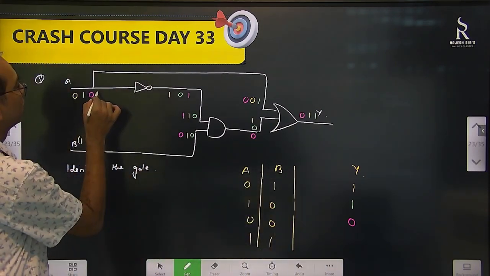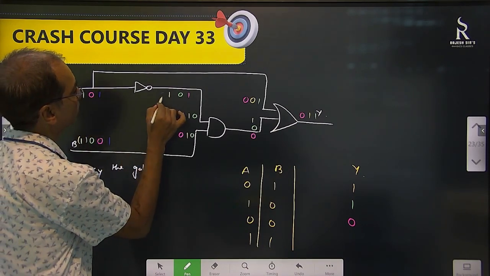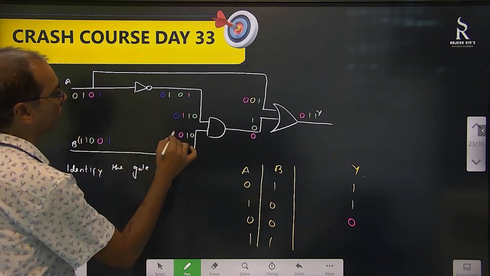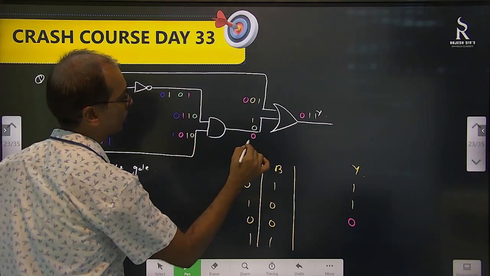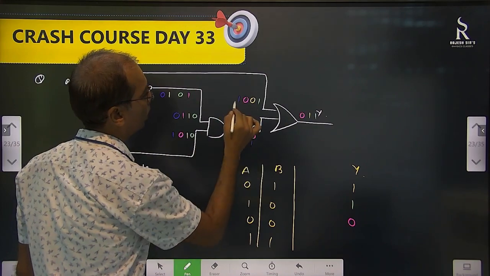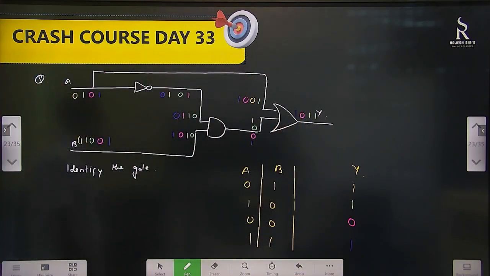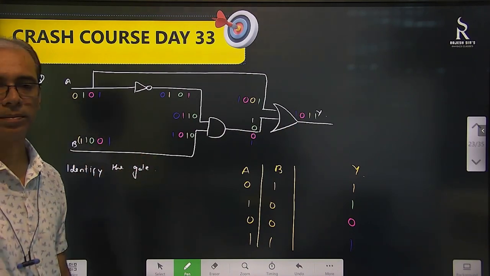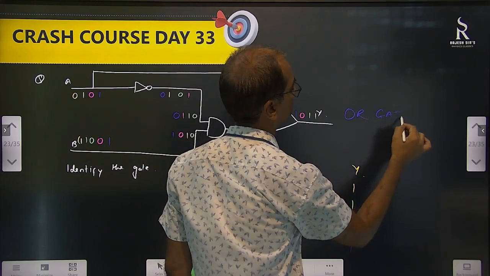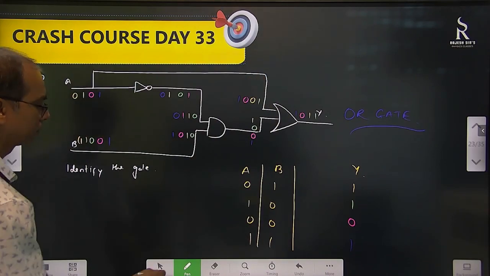Now 1 comma 1. So now this is 1 and this is also 1. So if this is 1, then this will be 0. This will be 0. And from here this is coming as 1. 0 and 1 will give us 1. And here is also 1. 1 and 1 will get 1. Here is 1. This is OR gate.